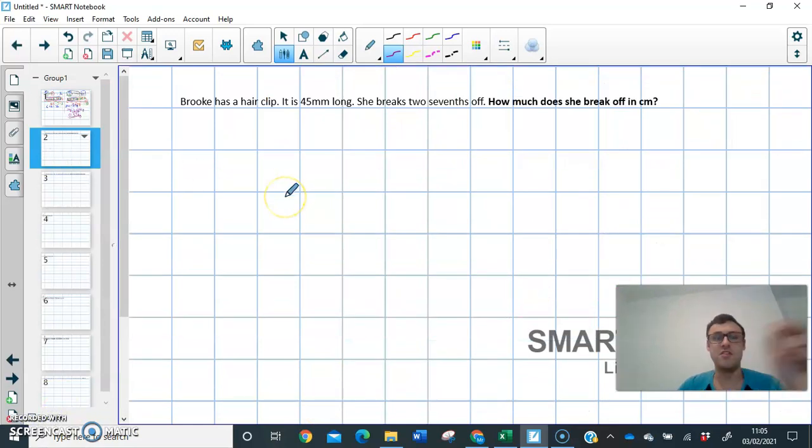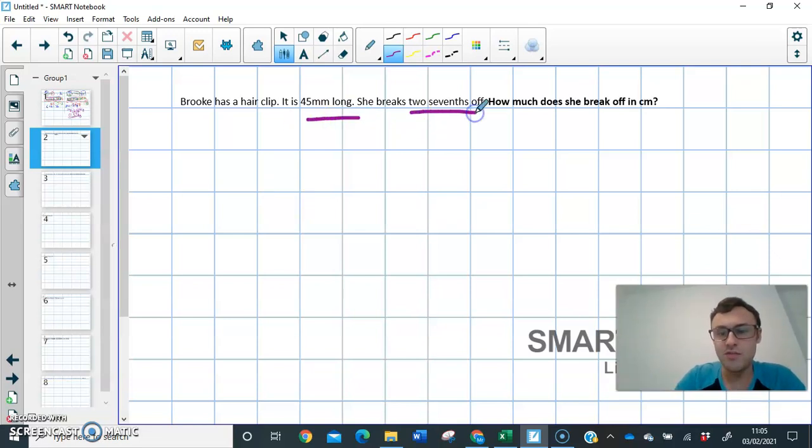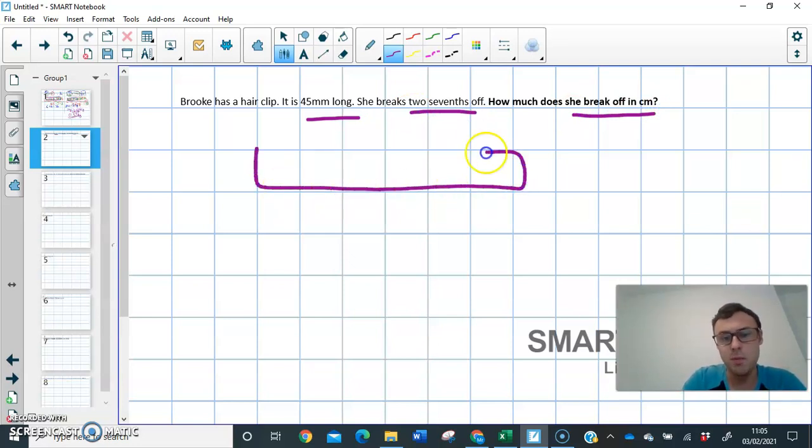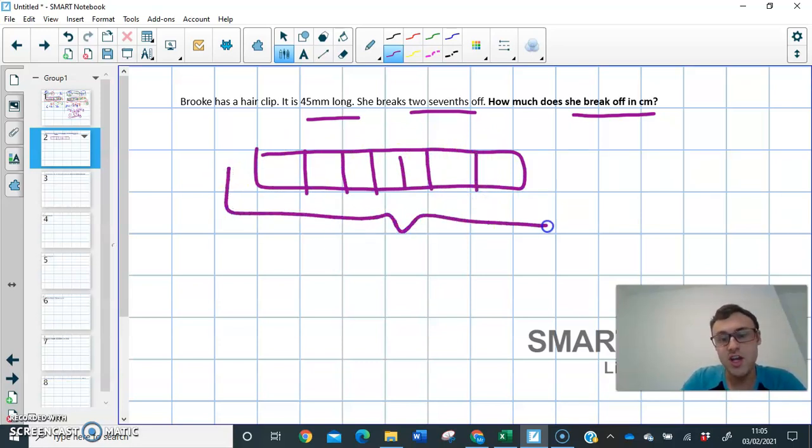Now, just as a bit of revisiting, you're used to these questions. Brooke has a hair clip. It's 45 millimeters long. She breaks 2/7 off. How much does she break off in centimeters? So 3 parts to do here. First, I'll draw my bar. I'm going to split it into 7. 1, 2, 3, 4, 5, 6, 7. We know in this question it's representing 45 millimeters.